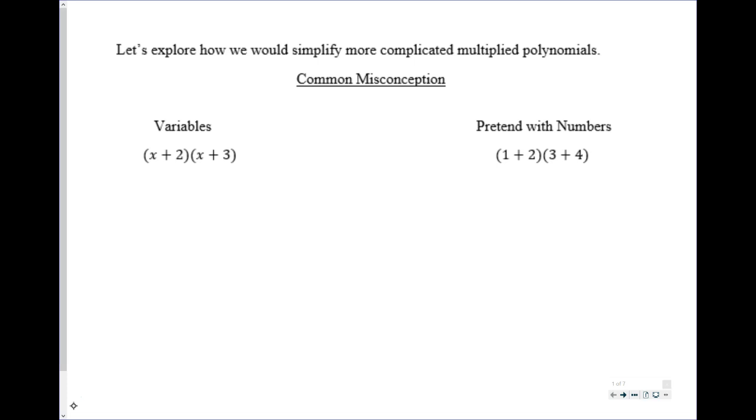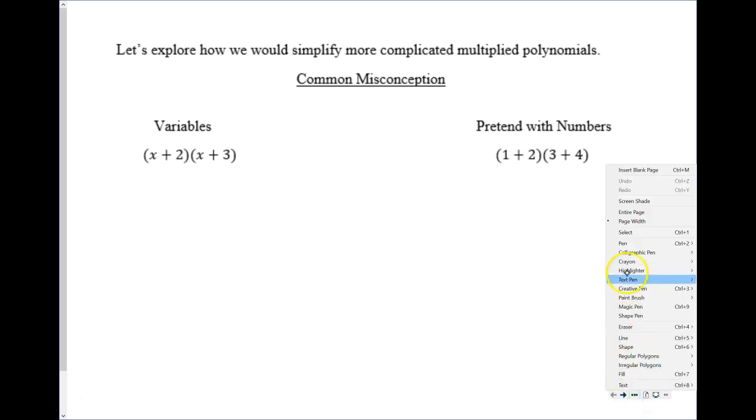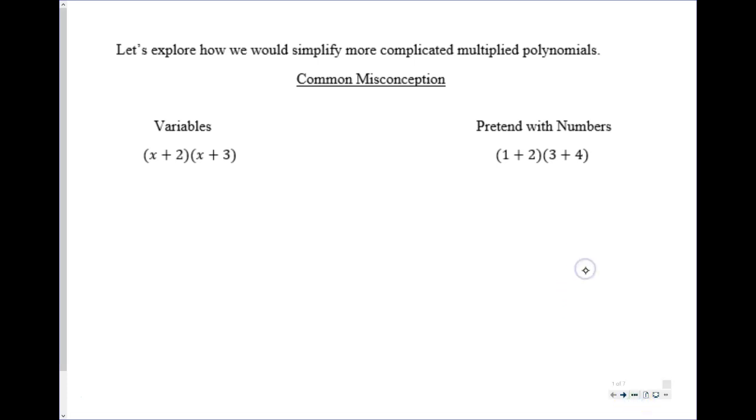So I'm going to first talk about a really common misconception of what students tend to think happens when we multiply binomials. A student will see a problem like this one, right here, with variables, x plus 2 times x plus 3. Then they'll think, oh, I distribute that to there and get x squared, and I distribute that to there and get plus 6. So this must be my answer, right? Okay, this is wrong.